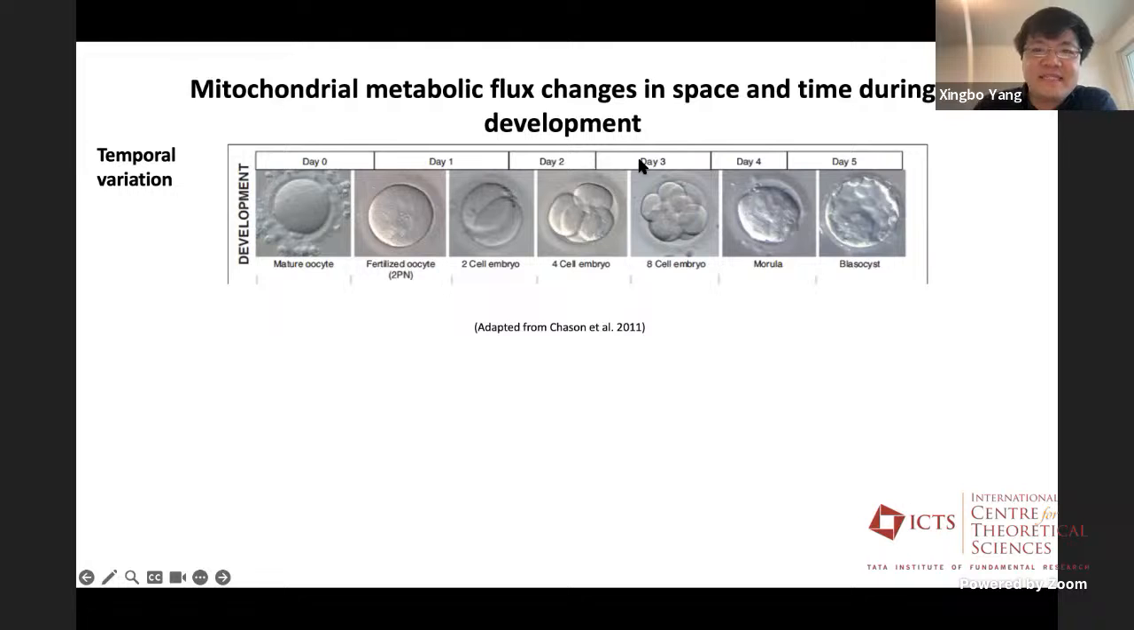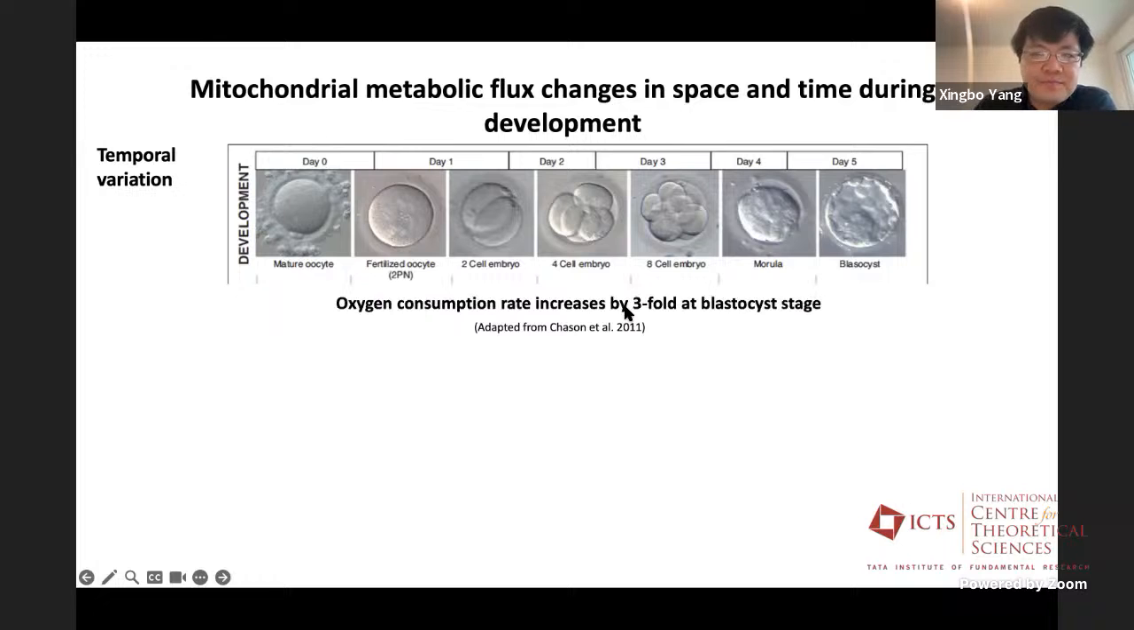So mitochondrial metabolic fluxes change in space and time during development. What you're looking at here, again, is early mammalian embryo development, or pre-implantation embryo development. It starts from an oocyte, which I showed multiple times in my last lecture, before fertilization. They are matured and waiting for sperm. After fertilization, you get a fertilized oocyte, or the zygote, and then you undergo cleavage divisions all the way to about day 5, when you form what is called a blastocyst, consisting of on the order of 100 cells.